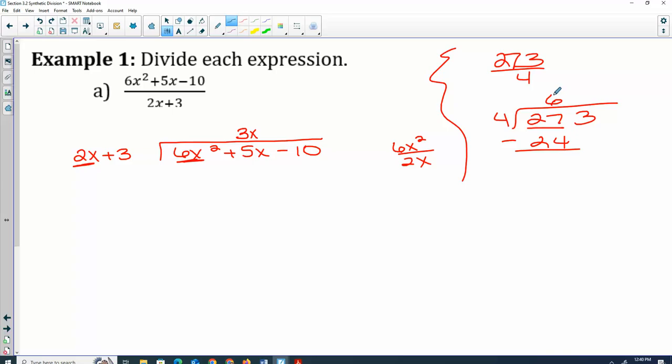Now, once we got our 6, what did we do? We did 6 times 4. So I need to do 3x times my 2x plus 3, so I know how much to subtract off. So 3 times 2x, 3 times 3. Oh, I dropped my x, didn't I? That's a 3x. So 6x squared plus 9x.